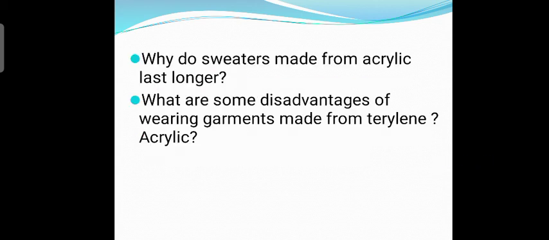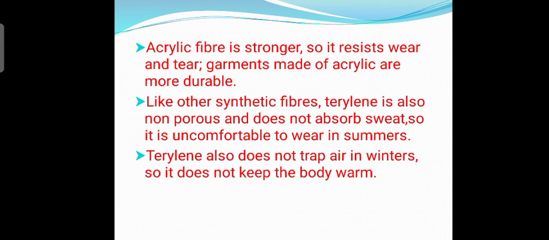Now, why do sweaters made from acrylic last longer? And what are some disadvantages of wearing garments made from terylene and acrylic? So let's see students. Acrylic fiber is stronger, so it resists wear and tear. Garments made of acrylic are more durable as compared to natural wool. Like other synthetic fibers, terylene is also non-porous and doesn't absorb sweat. So it is uncomfortable to wear in summers. Terylene also does not trap air in winter, so it doesn't keep the body warm. So it is a major disadvantage of using this fabric.